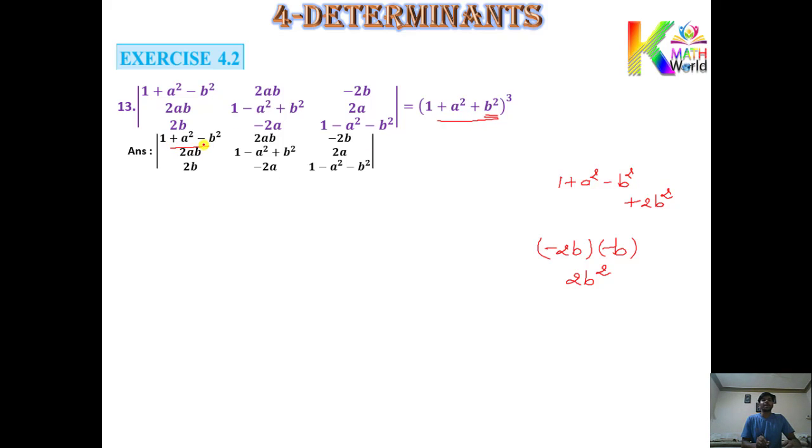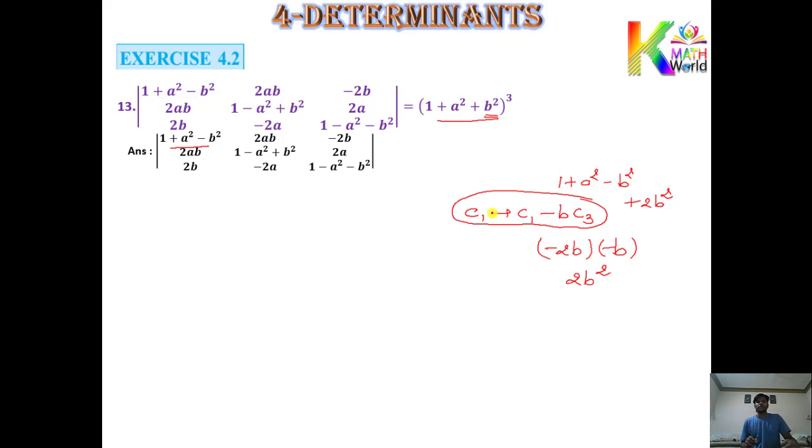1 plus a square minus b square is already there. If you multiply this by minus b, you get plus 2b square. If that plus 2b square gets added to this, then you get 1 plus a square plus b square. It means you need to perform on C1, C1 gets the last column multiplied by minus b. So you need to perform this operation: C1 minus b C3.